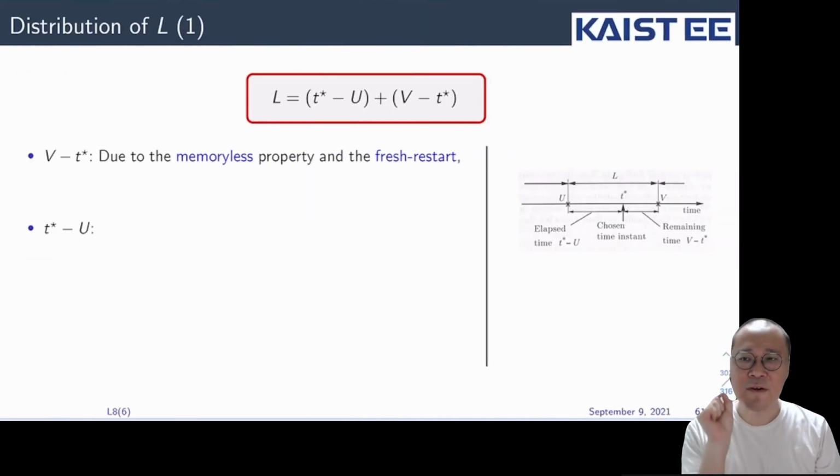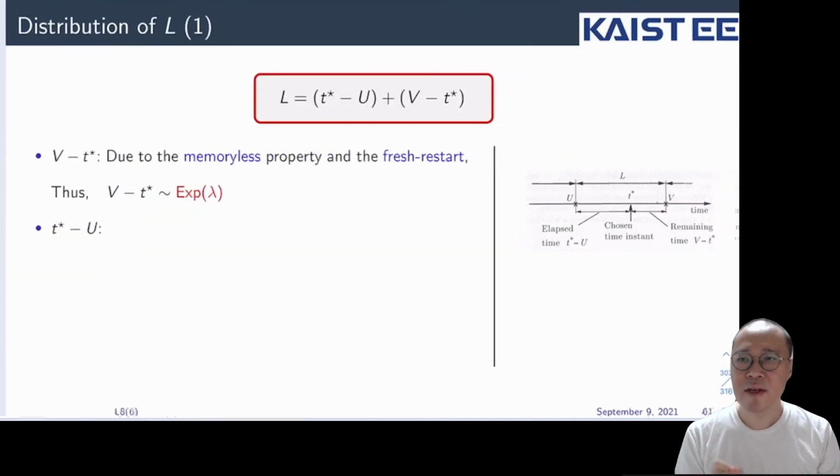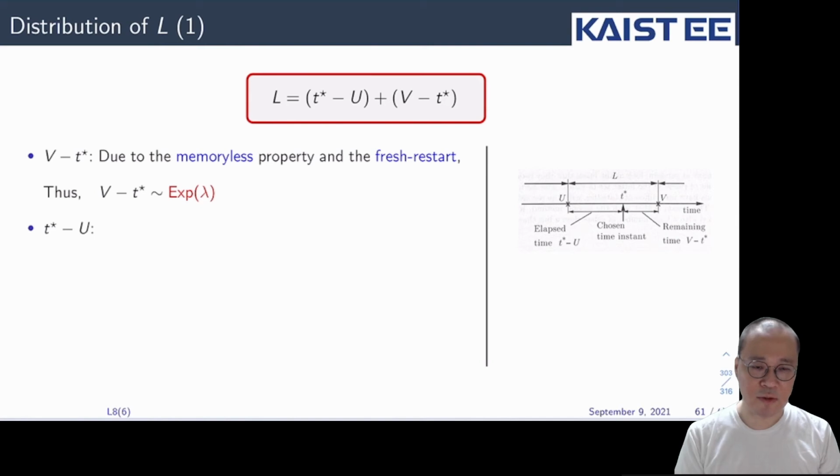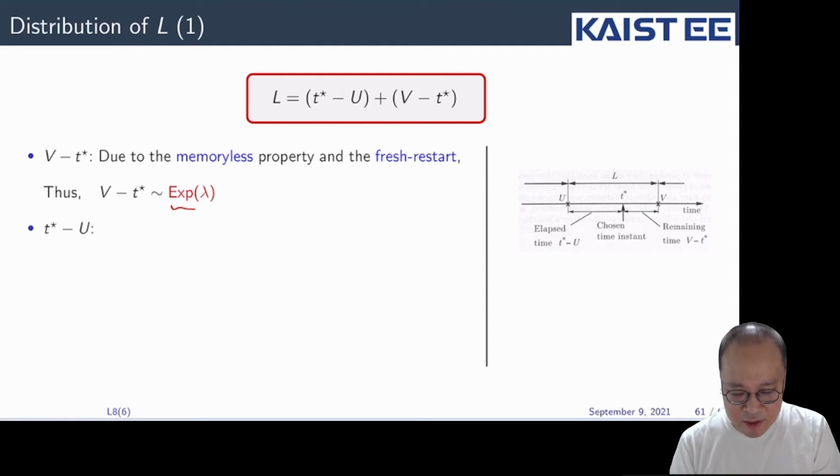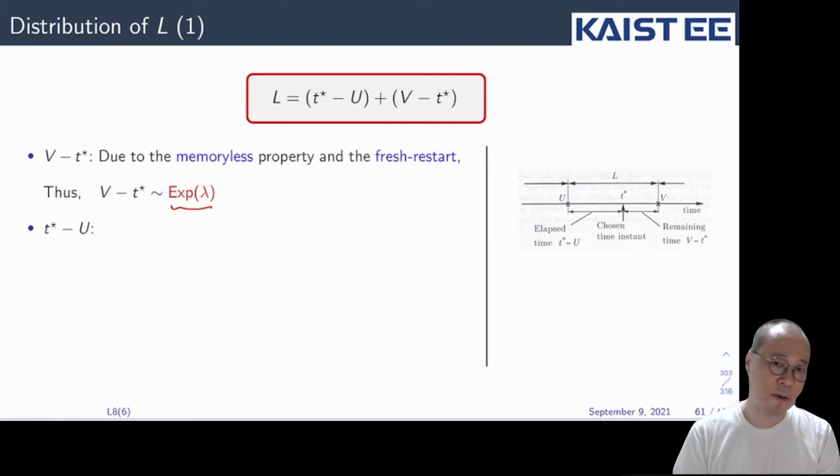And we know that from the memoryless property and the fresh restart of the Poisson process, whatever t star is, v minus t star is an exponential random variable because it's memoryless. It doesn't matter what happens before t star. All we have to do is wait for an additional exponential random variable with parameter lambda, and that's what we know from the basic property of the Poisson process. Okay, so v minus t star is an exponential random variable with parameter lambda.